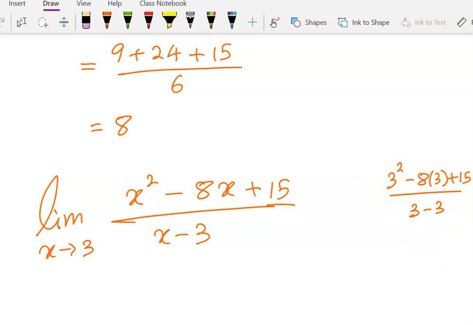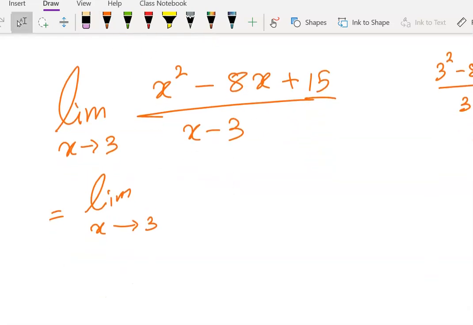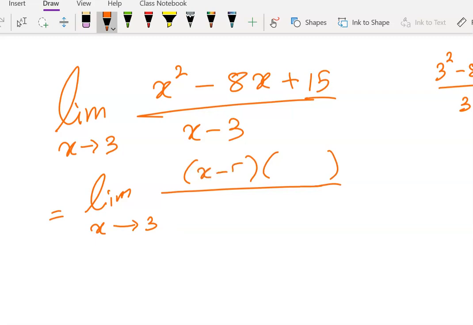Therefore, I have to do something else. In this case, we call it factorizing and simplifying. You got to get that done first. Limit x goes to 3. I'm going to factorize the numerator. Well, two numbers multiplied to 15 and adding to -8 are -5 and -3.